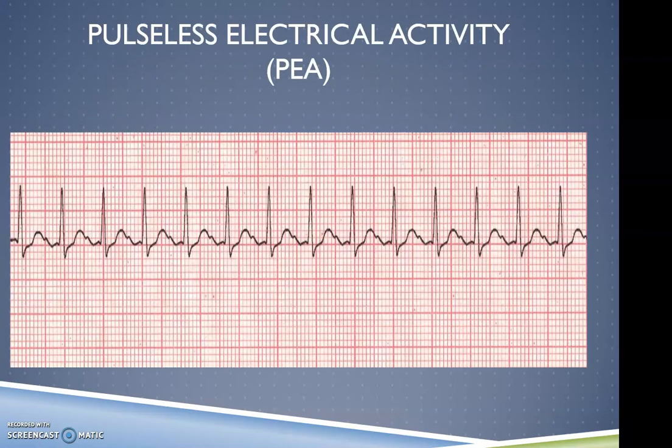So the next two rhythms I'm going to discuss, I'm not going to test you about, but you need to know about them. The first one is pulseless electrical activity, or PEA. Basically, it is what its name says it is. There's electrical activity, but there's no mechanical. So everything looks normal, but there's nothing mechanically going on. The patient is in cardiac arrest.